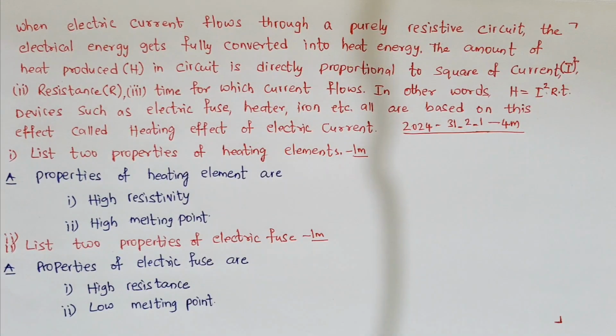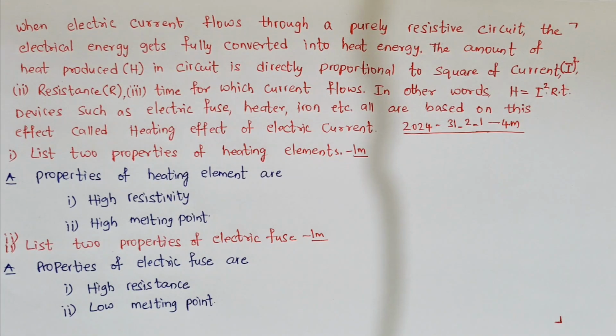When electric current flows through a purely resistive circuit, the electrical energy gets fully converted into heat energy. The amount of heat produced H in a circuit is directly proportional to the square of the current, the resistance, and the time for which the current flows. In other words, H is equal to I square into R into T. Devices such as electric fuse, heater, iron, etc. all are based on this effect called heating effect of electric current.